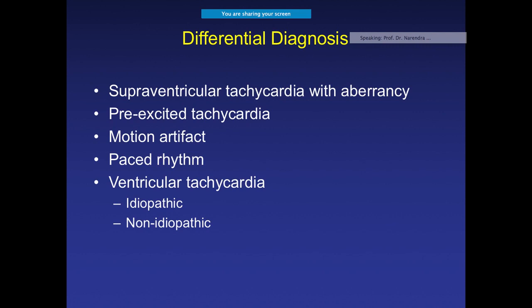Differential diagnosis. So what are the other things you should try to look for? The most common one, as you all know, is supraventricular tachycardia with aberrancy. Aberrancy means not normal conduction. Otherwise, sometimes it can be associated with what is called preexcited tachycardia. Preexcited tachycardia means it is associated with an accessory pathway, or sometimes there's motion artifact, otherwise it is a paced rhythm as well. Otherwise, yes, of course, it can be a VT, which can be further of idiopathic or non-idiopathic type.